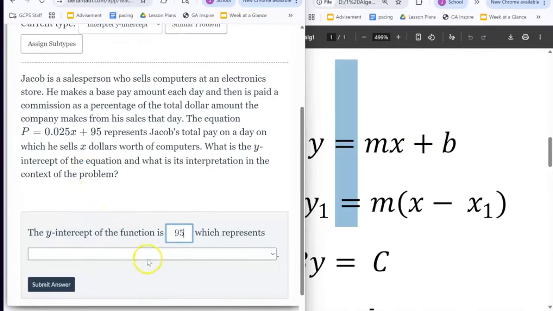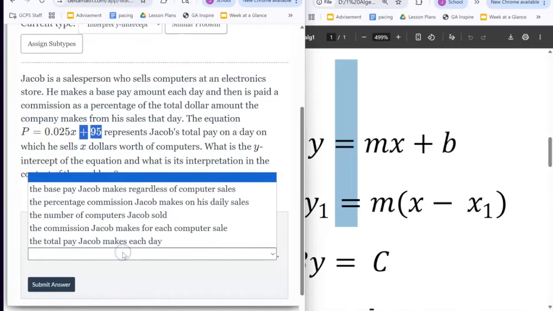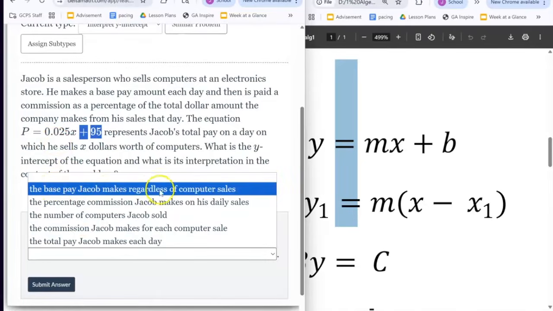So in the context of the problem, you want to first decide what it is. He is selling computers and he earns a commission. So he sells this many dollars worth of computers, and then you multiply that number by 0.025. That's how much additional he makes on top of the initial amount of 95. So he gets 95 when he sells nothing. So that's what you're looking for: the base pay Jacob makes regardless of computer sales.